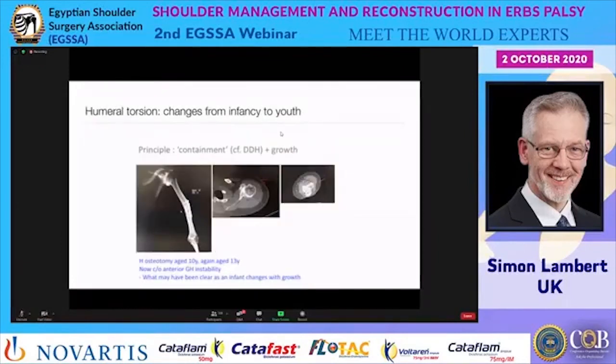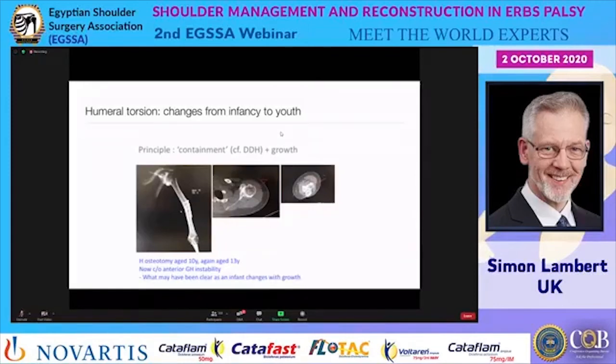However, if you do a humeral torsional osteotomy to recenter the humeral head in infancy, with growth, changes happen in the humeral head orientation that can be very problematic. This girl had an operation in her infancy, age 10, and again age 13, to bring the humeral head from a posterior subluxation into the glenoid. So she had anti-torsion osteotomies twice.